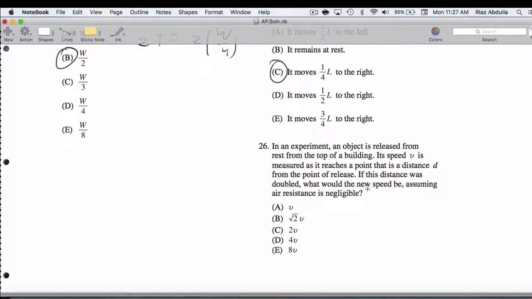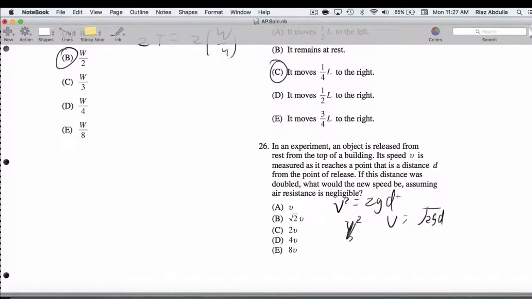All right, and then 26. In an experiment, an object is released from rest from the top of a building, and speed v is measured as it reaches a point that is a distance d from the point of release. All right, so first let's just do a little math here. So v squared equals 2 times g times the height. So let's get v isolated. So v is going to be the square root of 2gd.